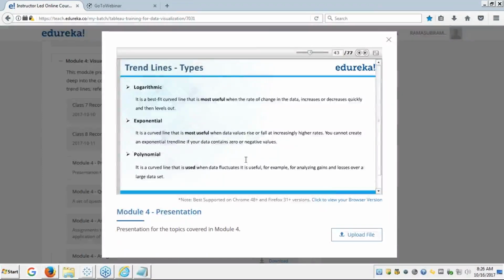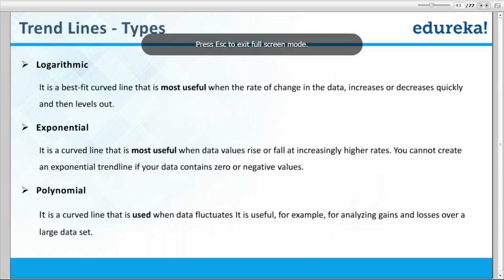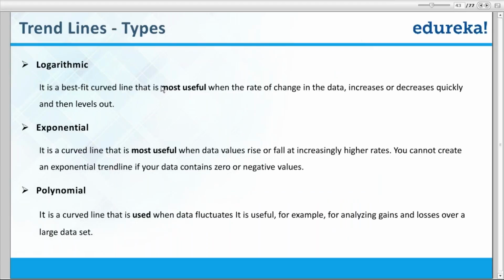Kalpana is asking, will Tableau give the best model by default? No, Kalpana, Tableau generally gives the linear model for us when we are choosing it by default. So in most cases, the linear model should be suitable for us. But in other cases, like the ones we saw, in these scenarios you can choose the other models.